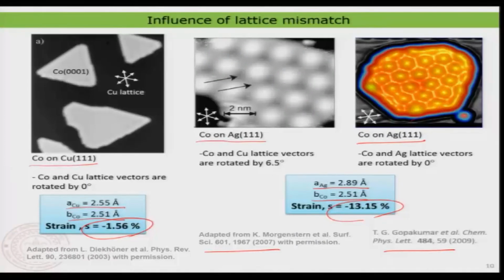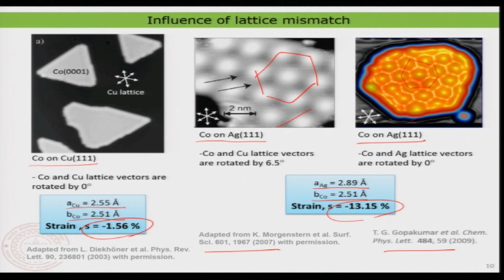Now, you see the interesting effect is that you can see a Moire pattern in this. You are seeing again some kind of a superlattice in this case. Again, hexagonal in shape. The reason is that the cobalt lattice and the silver lattice are both hexagonal. Silver 111 surface has a 6-fold symmetry and cobalt is a hexagonal lattice, and therefore eventually you see some kind of a hexagonal Moire pattern. This Moire pattern will tell you a lot of interesting aspects, which we will see in the next class.